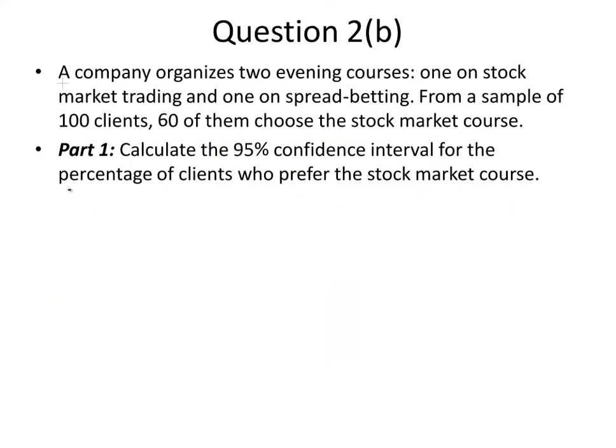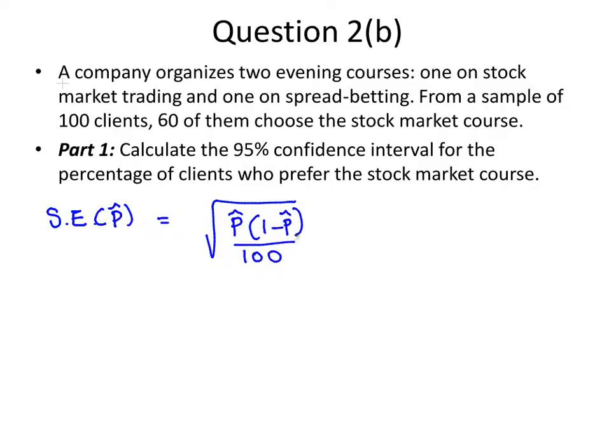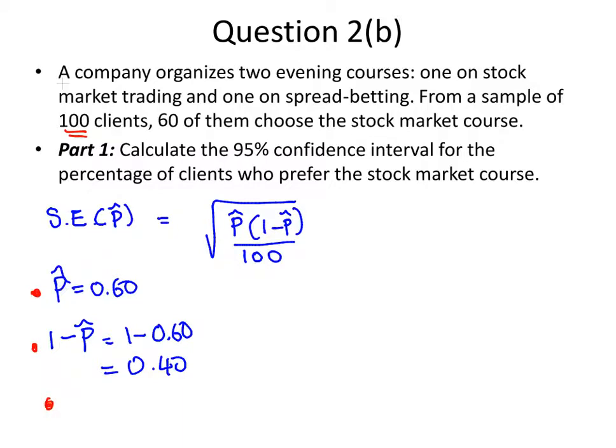So again, the standard error for p hat, I'll write it out again: p hat times 1 minus p hat, divided by the sample size. Remember that p hat was equal to 0.60. 1 minus p hat therefore is 1 minus 0.60, which is equal to 0.40. And up here we are told the sample size n is equal to 100.